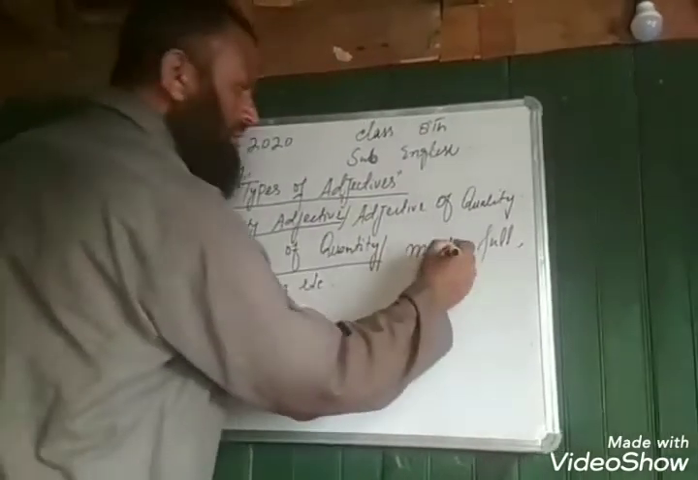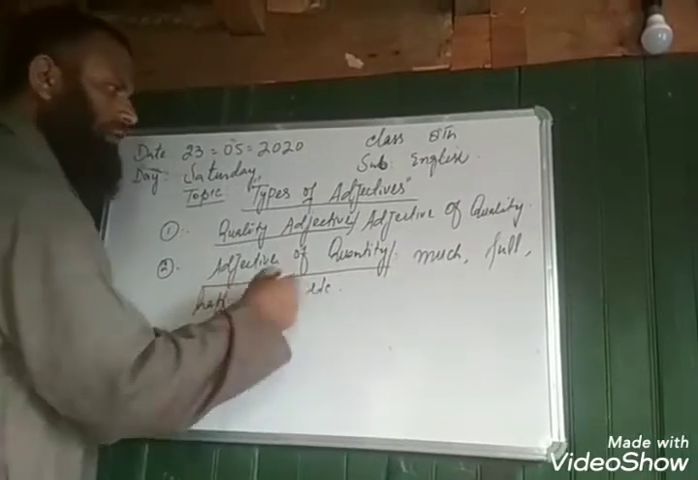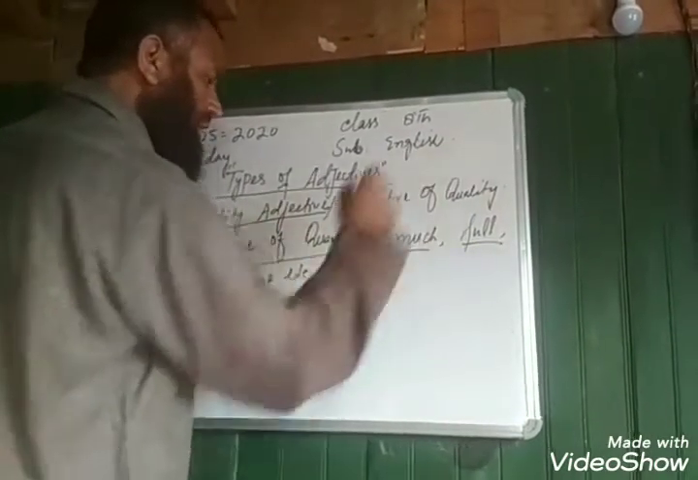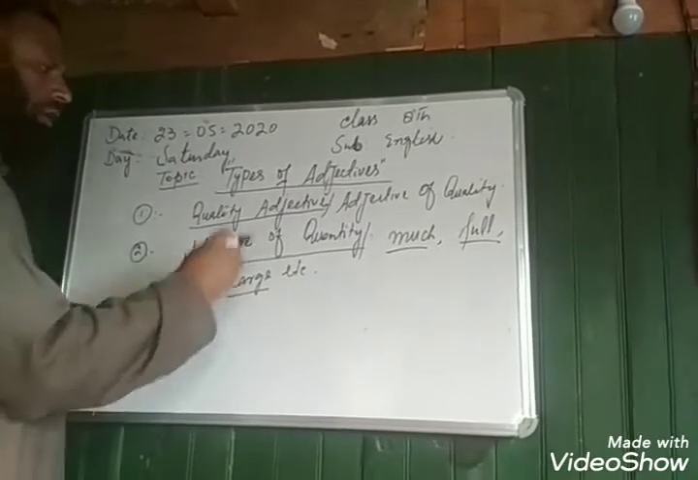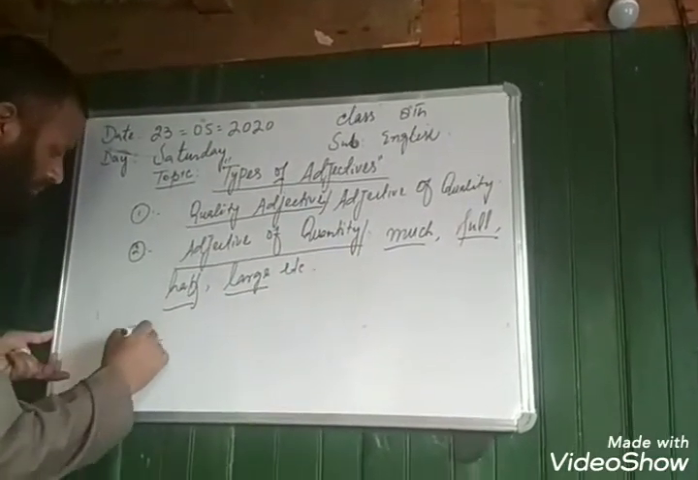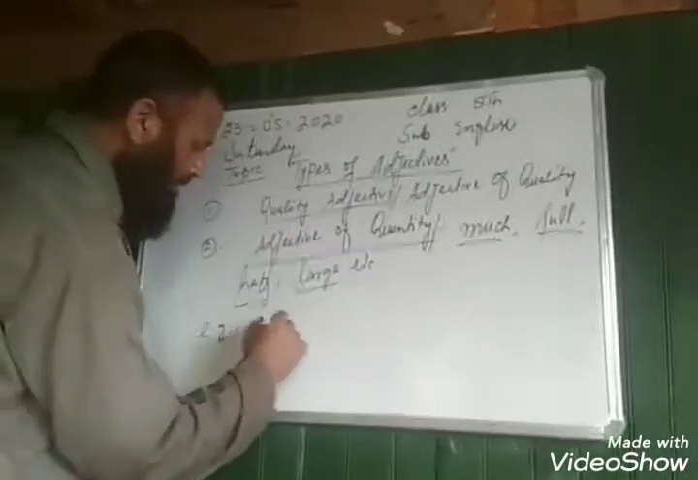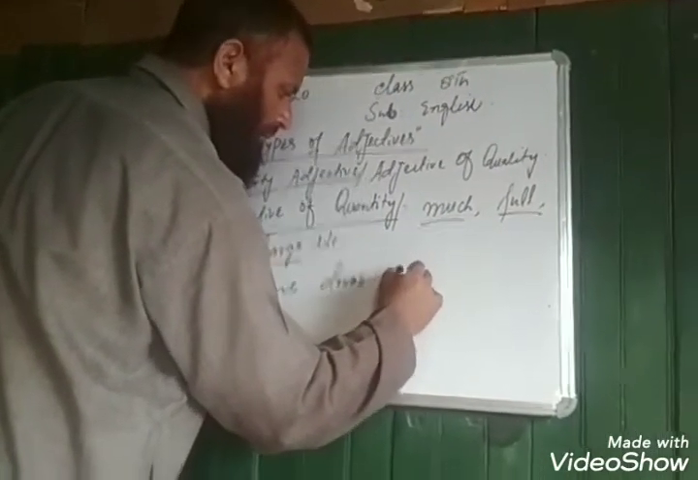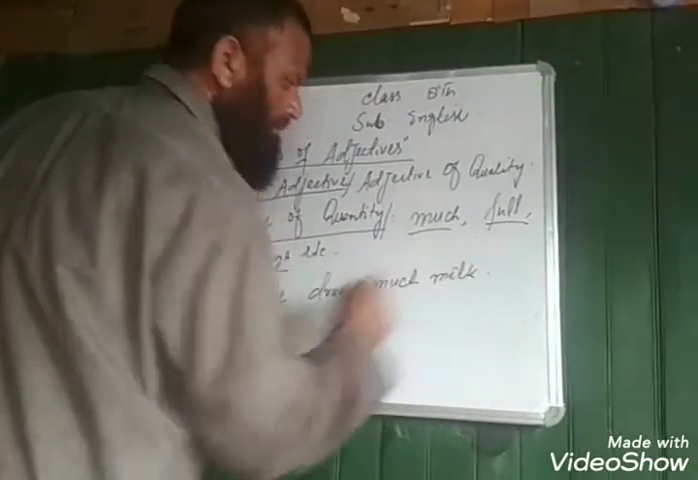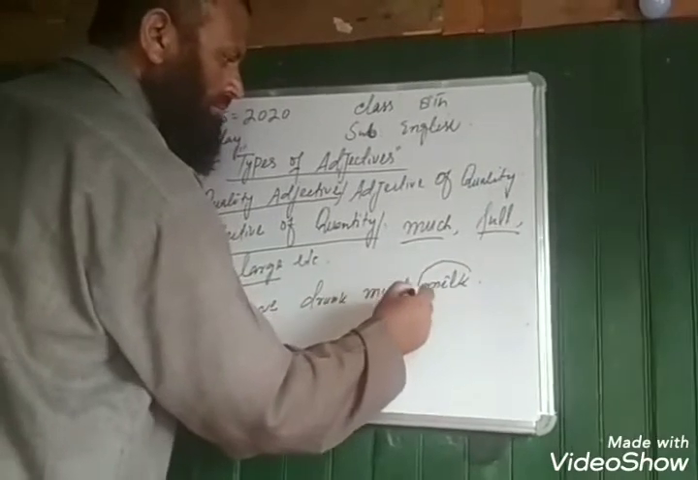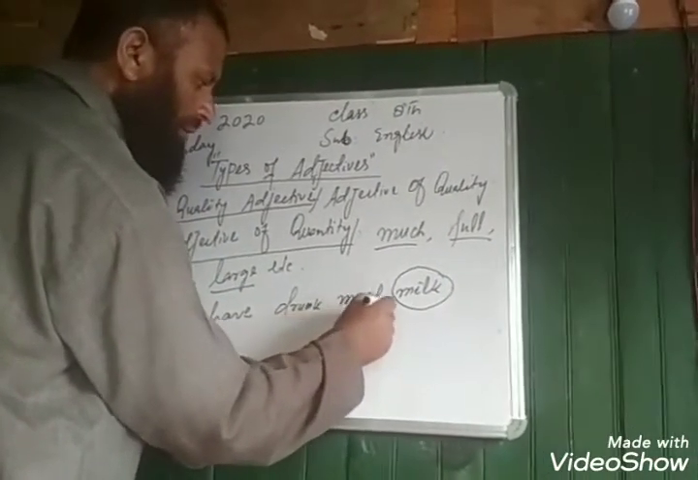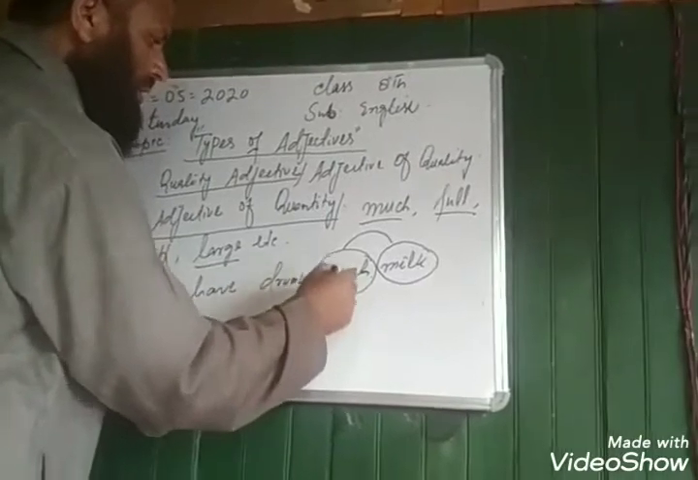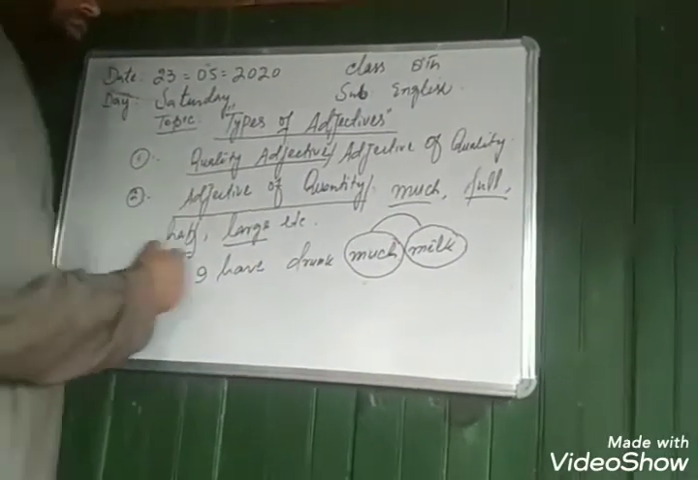So here these words qualify, modify the noun. These words, much, full, half, large, many, more, etc., modify the noun or pronoun. For example, I have drunk much milk. Milk is a noun, and it is modified with this word much. So much and milk, this is a quantity adjective.